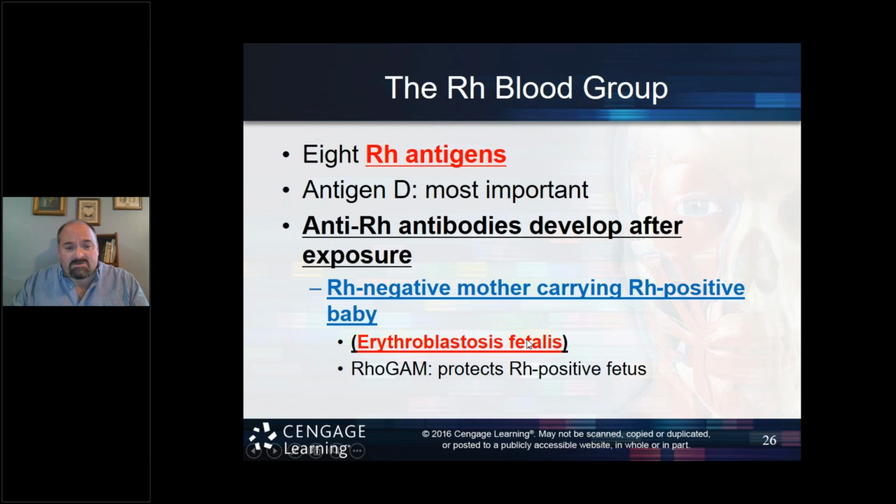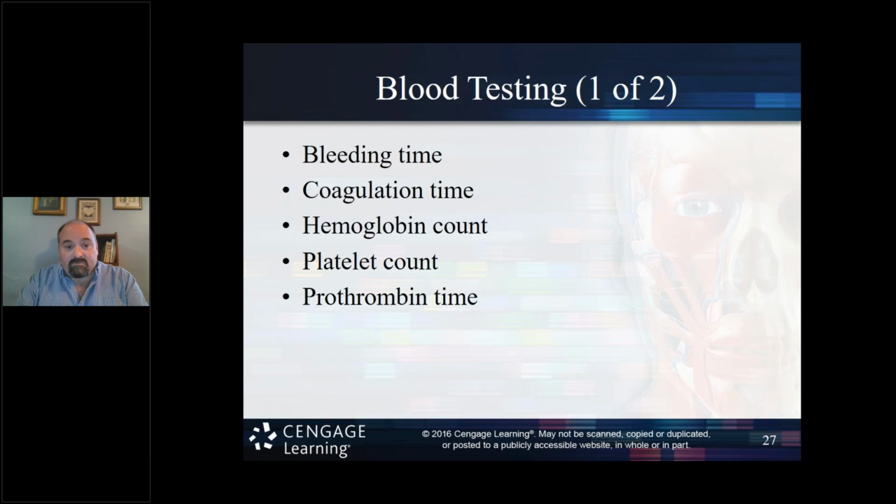Erythroblastosis fetalis: an Rh negative mother carrying an Rh positive baby. RhoGAM is used in order to protect the fetus, and again, testing is done very early on to figure this out, so there's not an issue.